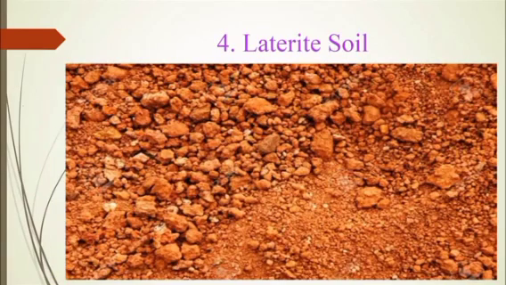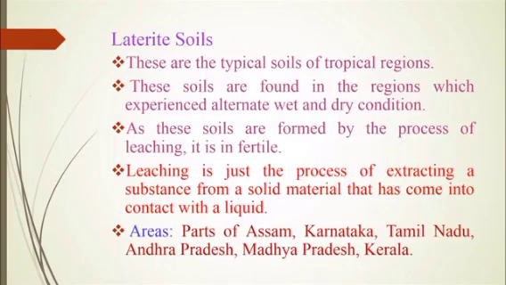Next, we are going to learn about laterite soil. Here we can see the picture of laterite soil. These are the typical soils of tropical regions. These soils are found in the regions which experience alternate wet and dry conditions. As these soils are formed by the process of leaching, it is infertile.